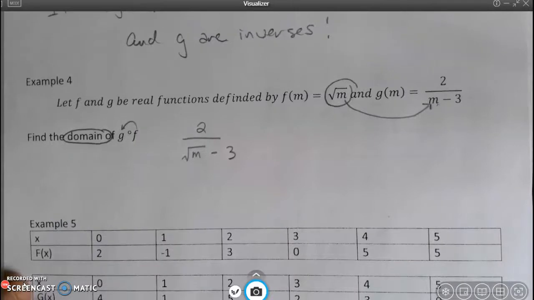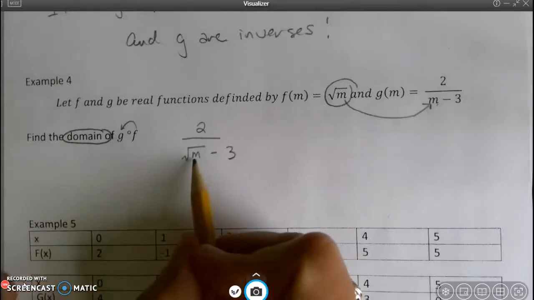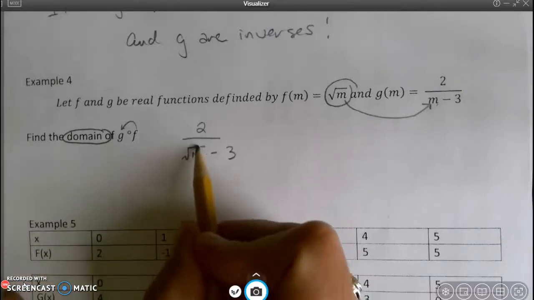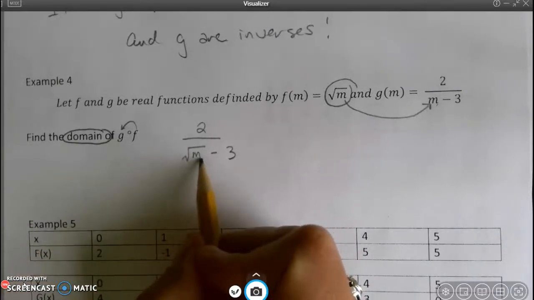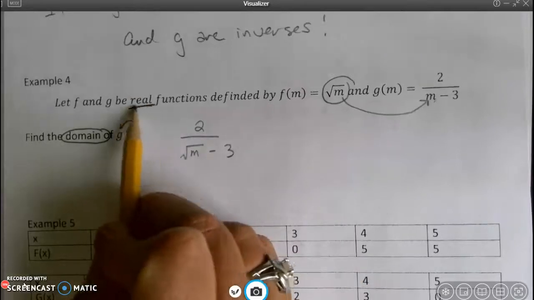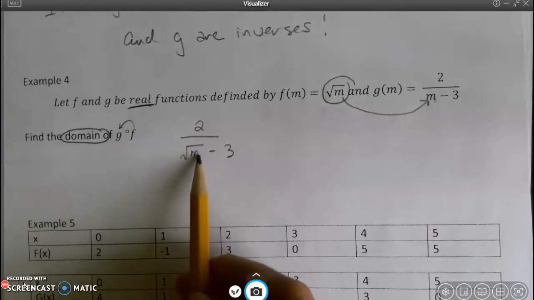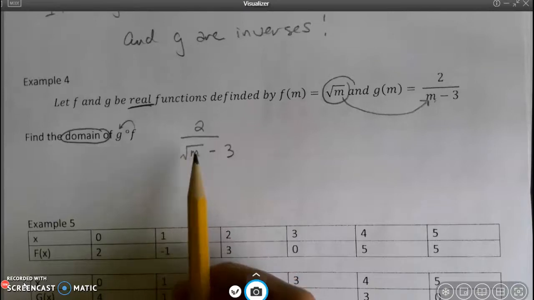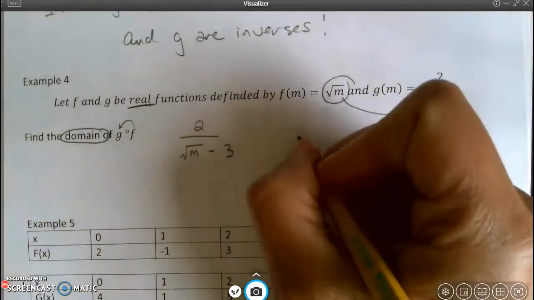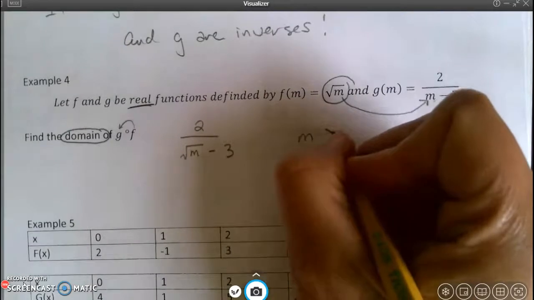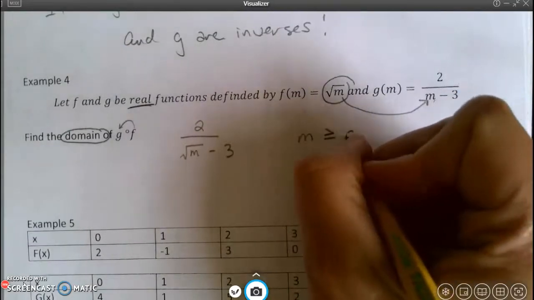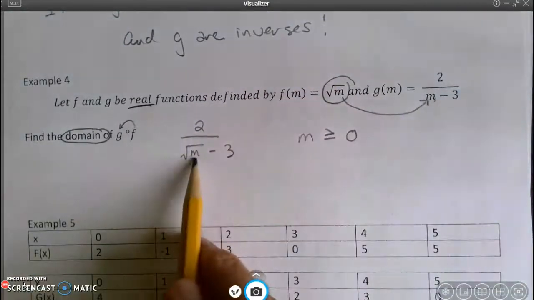Many times the domain can be all reals. However, first of all, because I have a square root, and especially because they're real numbers, we're not dealing with imaginary numbers, whatever is underneath the square root has to be positive or 0. So to start out, I know that m has got to be greater than or equal to 0. I cannot have a negative under here.